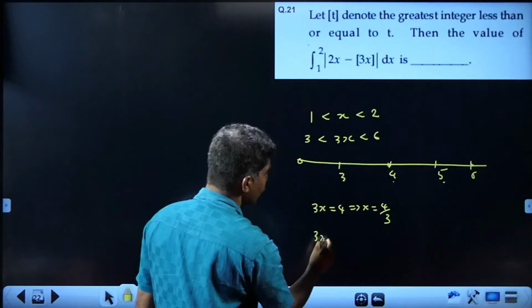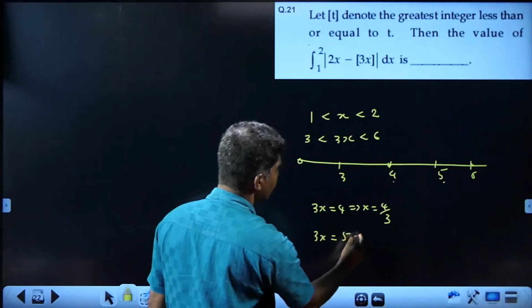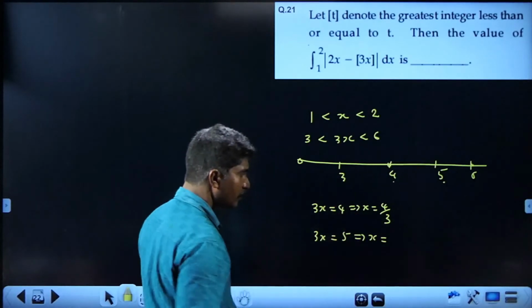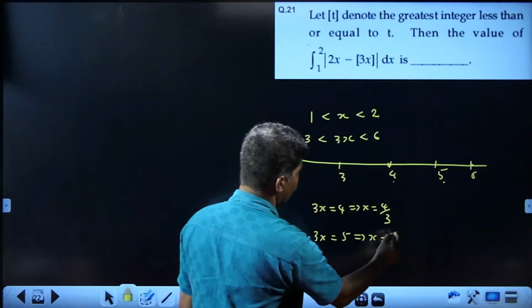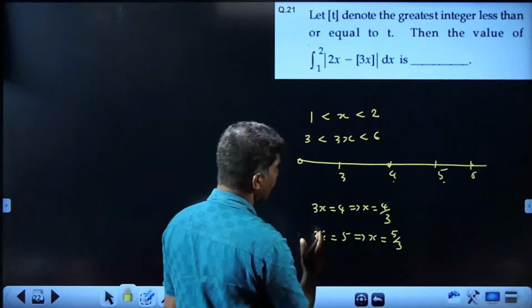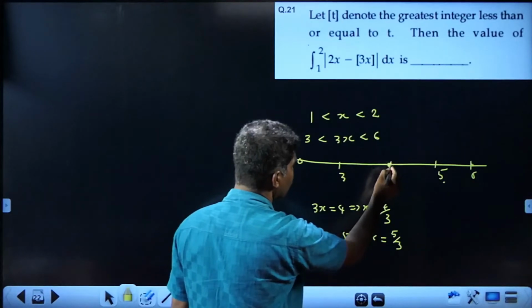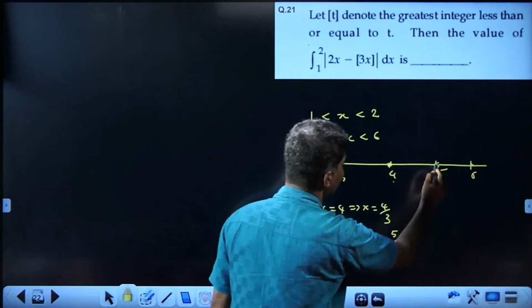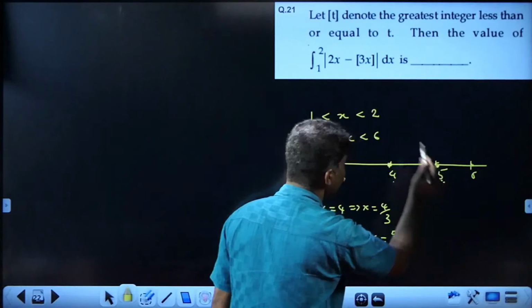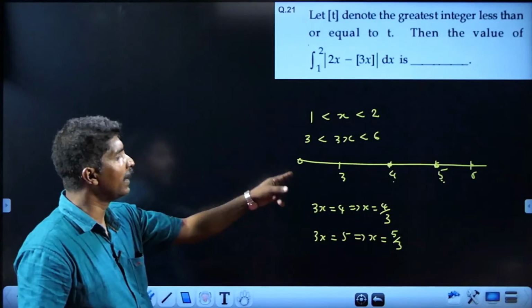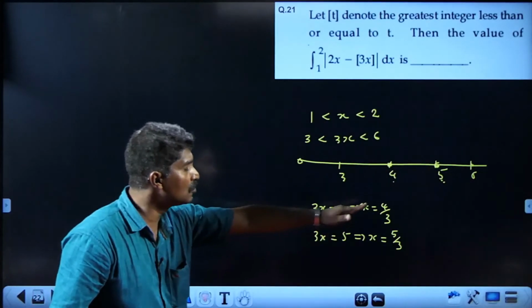Then, next is 3x is equal to 5. That implies x is equal to what? x is equal to 5 by 3. After that you can see that the integer value is 4, and after 5 by 3 to 2, the integer value will be 5. So, we will split the integral with these 2 points.